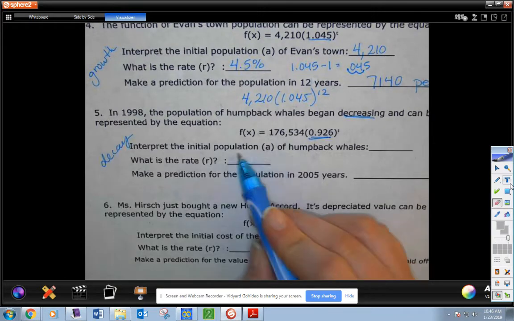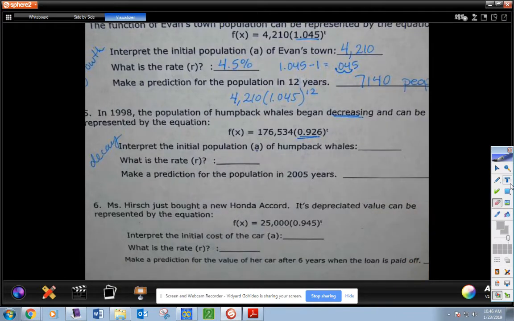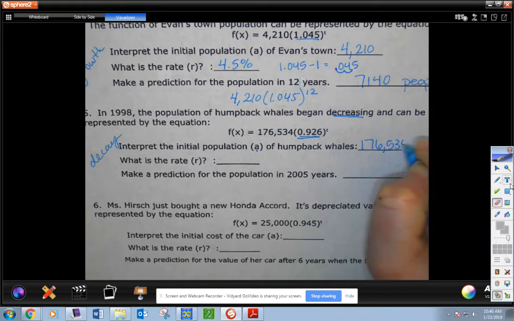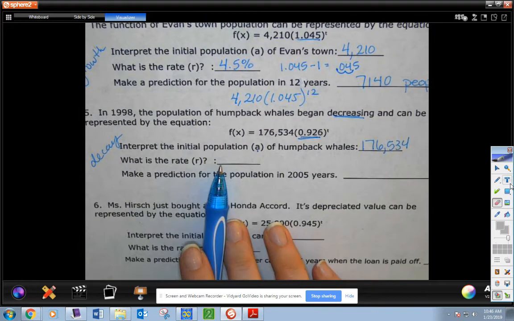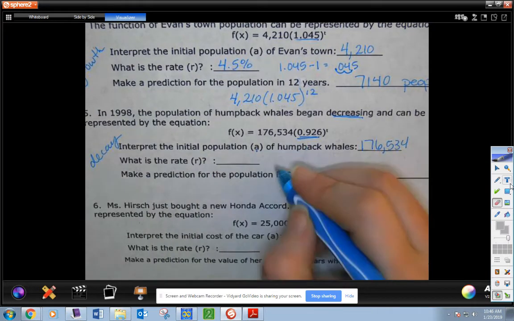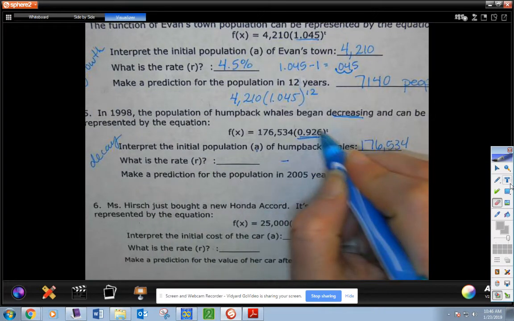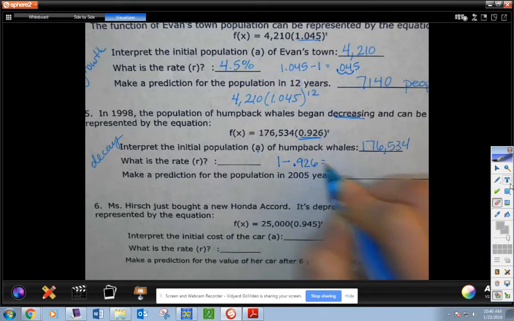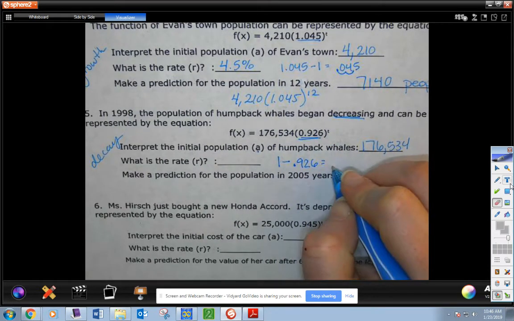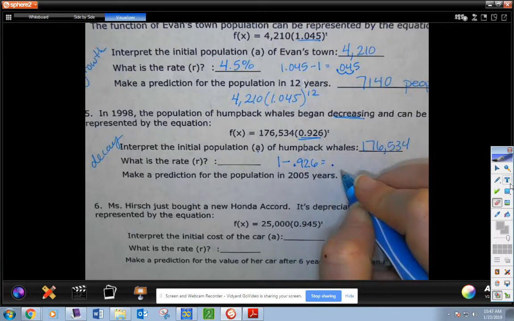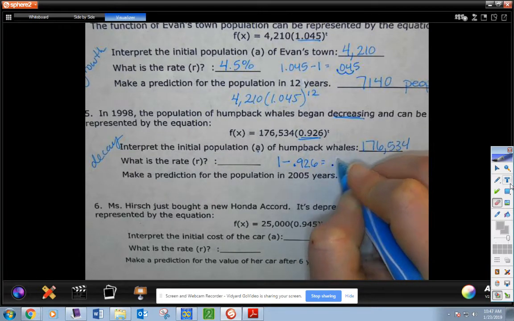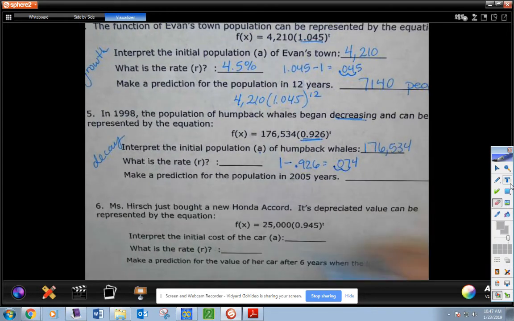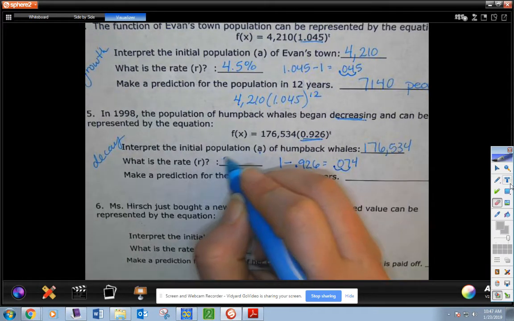To find your initial, you look for the number in A's spot, and that number is 176,534. Okay, this time for your rate, you got to do it a little bit differently. You're going to take the 1 because it should be a whole number, so 1 minus 0.926 to figure out what's the missing piece. And the missing piece will be 0.074. And then you convert that to a percent, and you get 7.4%.